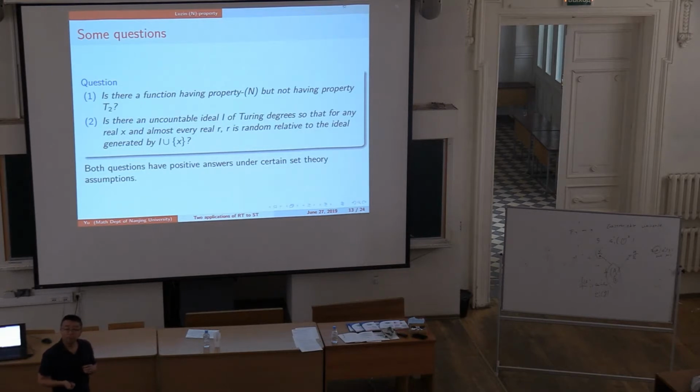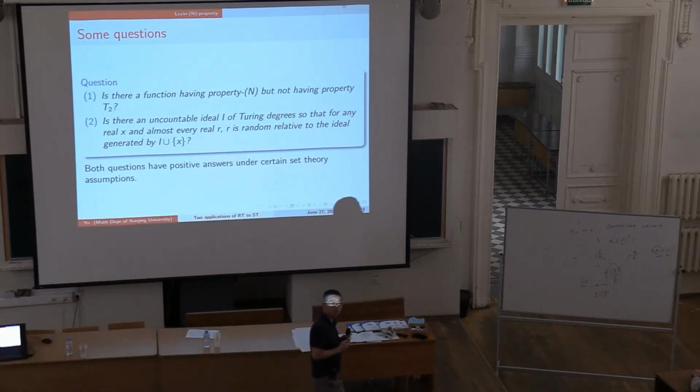But actually, we can prove it's consistent with ZFC that there is a function that has the Luzin property, but for a non-null set, the preimage is not countable. Actually, it can be proved under the continuum hypothesis by a simple diagonalization argument. But we don't know whether it can be proved in ZFC theory.